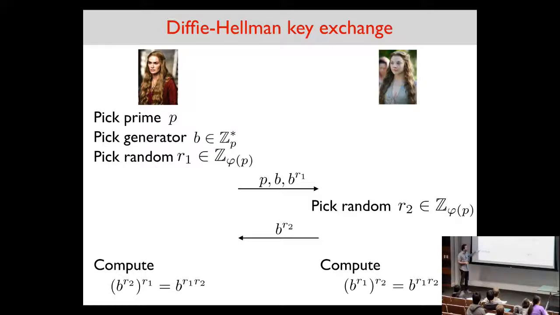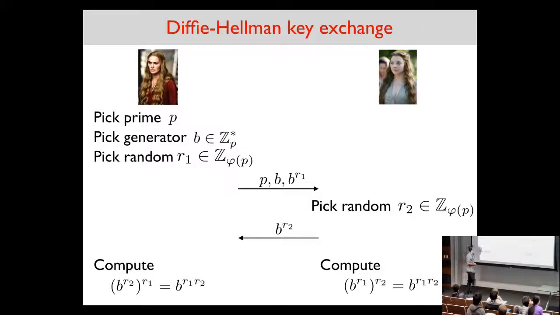Okay, then we're basically done. What both parties can do now is the following. If you look at Cersei, she's just gotten b to the r2. She knows r1, that's what she picked. She can raise b to the r2 to the power r1, and that's going to give her b to the r1 times r2. On the other side, the other party got b to the r1 as a message, and knows r2, of course. So she's going to raise b to the r1 to the power r2, giving b to the r1 times r2. And that will be basically the secret key that they share.